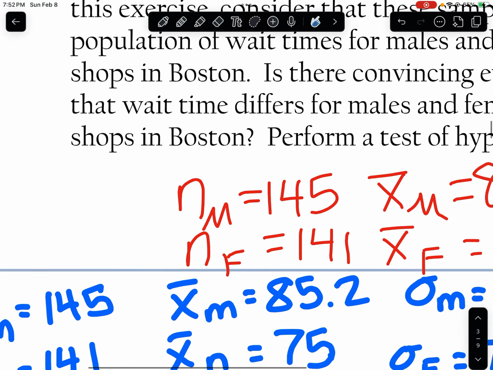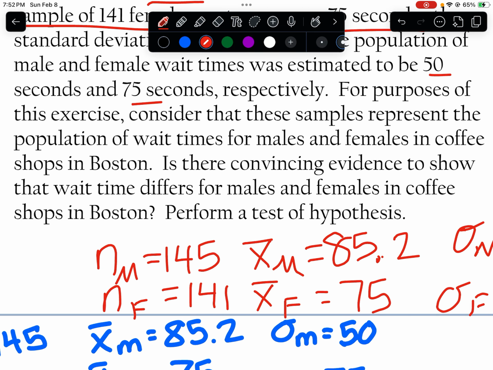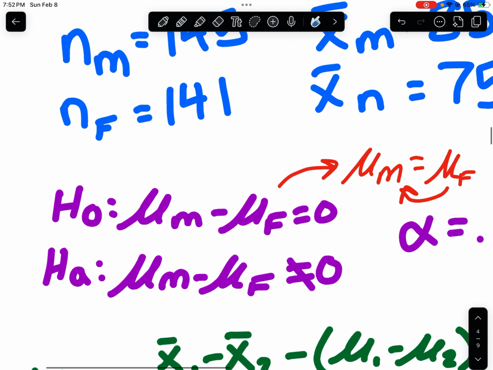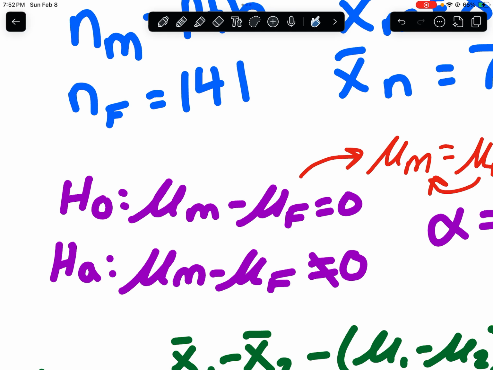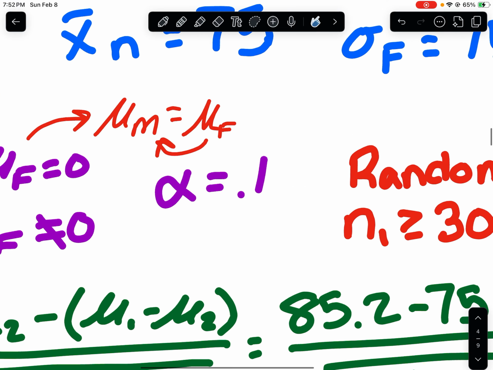Okay, and if we're trying to prove in this example, is there convincing evidence to show that the wait time differs? It doesn't say one is less than, one is greater than. So we're not trying to prove that. We're just trying to prove that they're not the same. So then my average of males minus my average of females would not be 0. Again, I'm not claiming one specifically is bigger than the other. I'm just saying they're going to be different. So if I subtracted them, I'd not get 0.